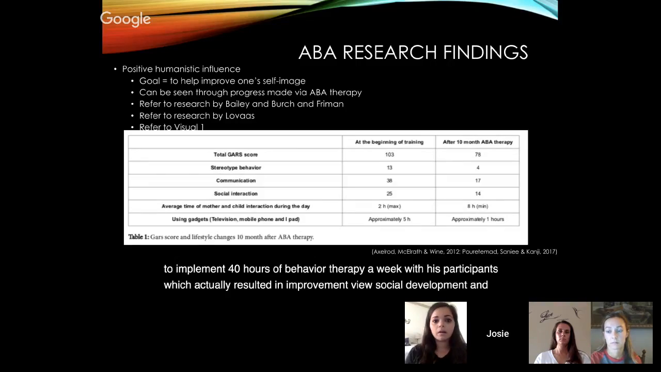Lovaas's research can also back this up. He conducted an experiment to implement 40 hours of behavior therapy a week with his participants, which actually resulted in improvements in IQ, social development, and the participants were mainstreamed. One thing that should be considered from this research is the intensity of weekly hours.